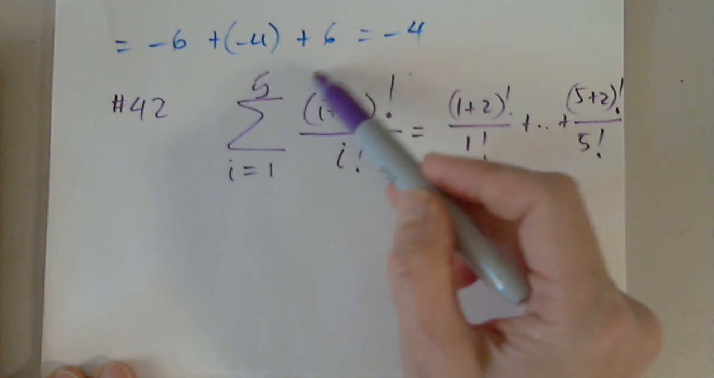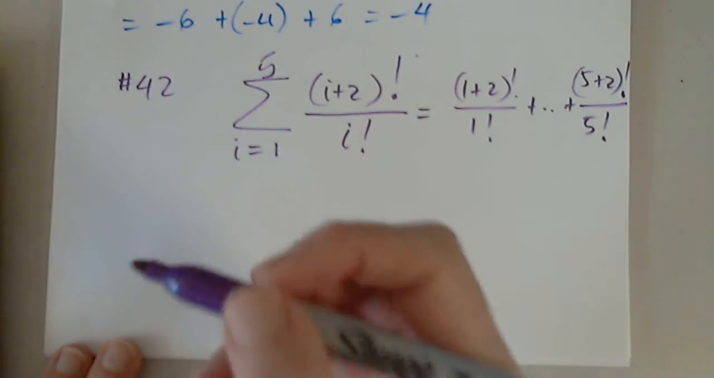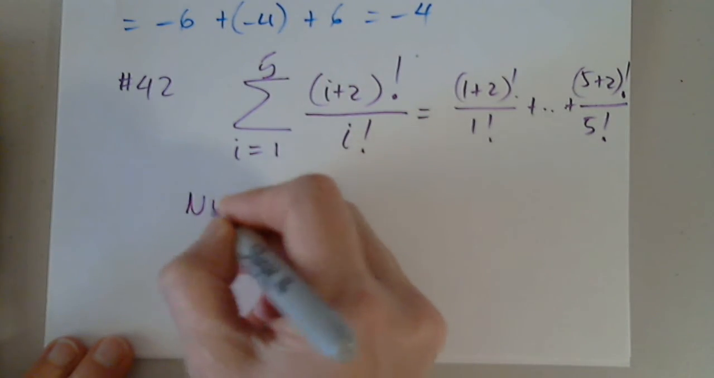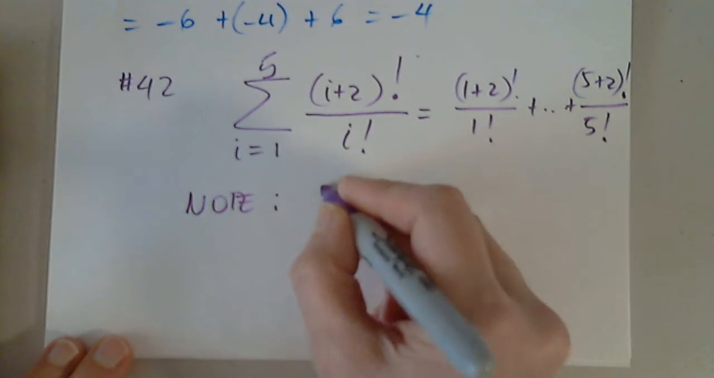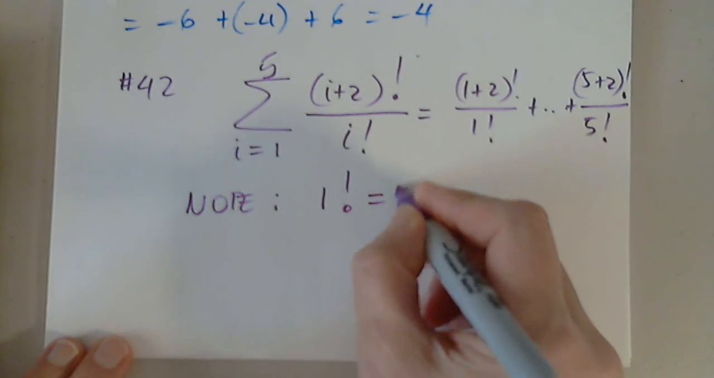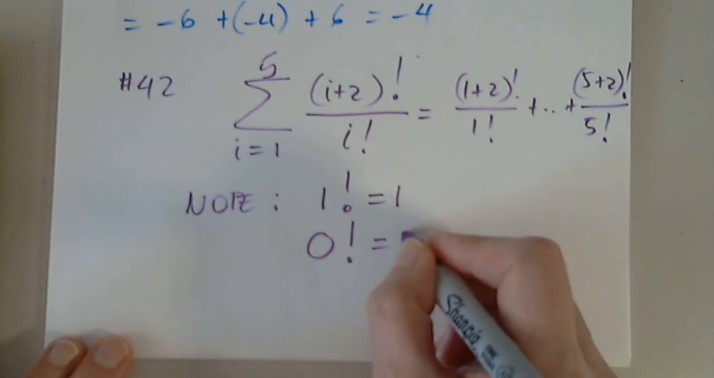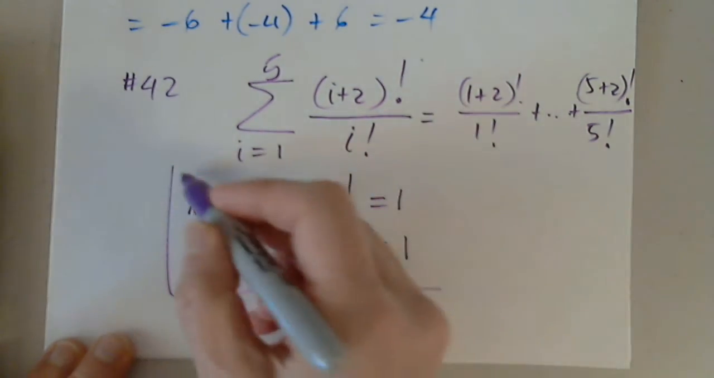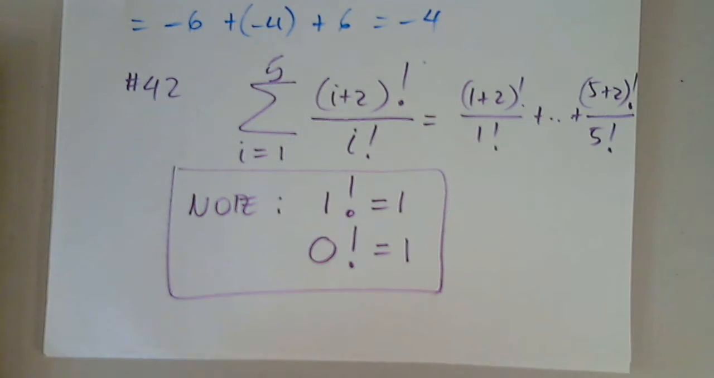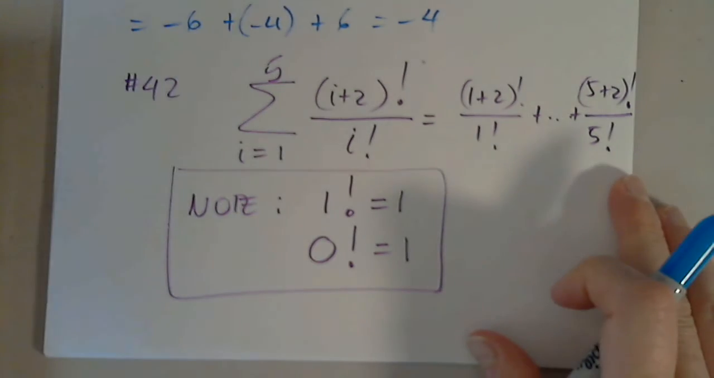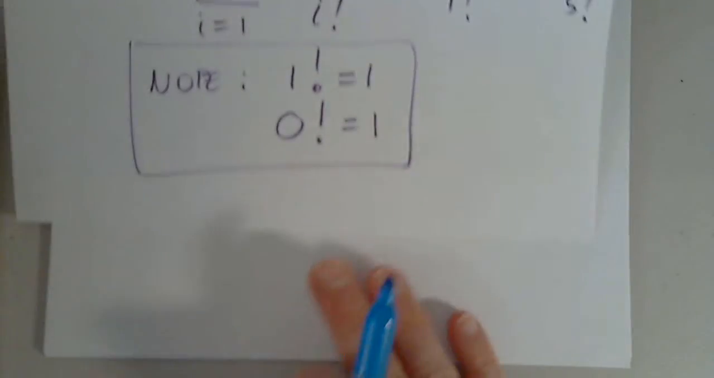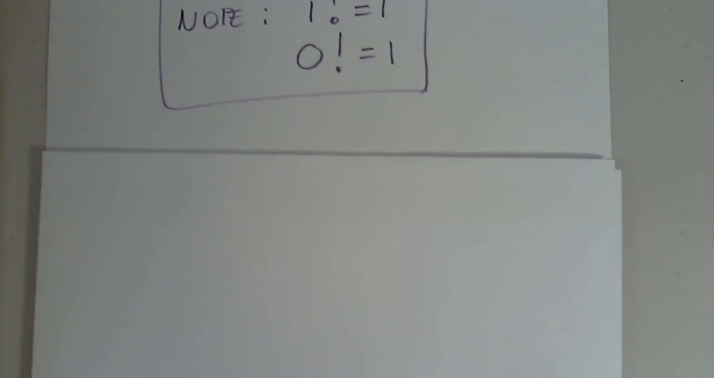What I would like to do is simplify this a little bit. Also, I want to mention, note, 1 factorial is 1. By convention, 0 factorial is also 1. So keep that in mind. So can I simplify (i plus 2) factorial over i factorial? Yes, and I want to.